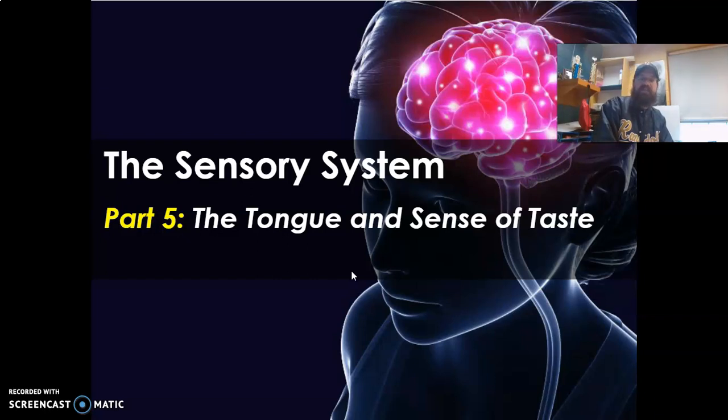We're going to look in this part of our notes at the sense of taste and the physical structure of the tongue and how it leads to the sense of taste. Much like part 4 in our olfactory, our nose, our sense of smell, the notes are very simple. They're very simple to follow, but the action is very, very complex, as we'll see.